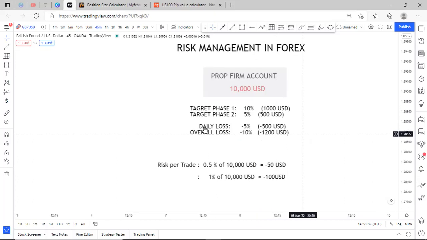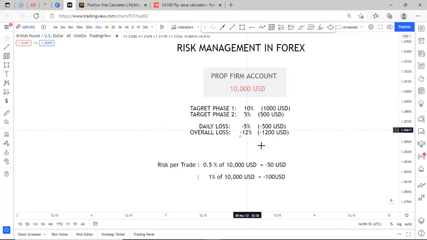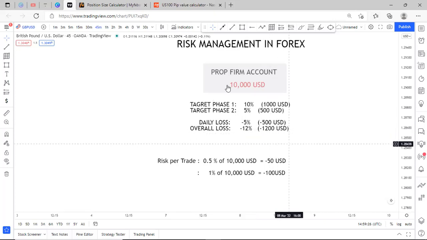And for most prop firms, they will tell you that you can't lose more than 5% on your trading account in a day. And sometimes overall, they tell you you can't lose more than 12% on your trading account. Okay, so in a day you must not lose 500, and overall you must not lose 1,200 US dollar on a $10,000 account. Though this varies from prop firm to prop firm, depending on the one you are using.